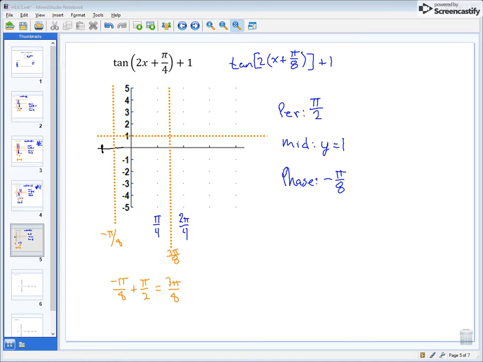Now we're going to draw in our tangent function. Remember, the tangent function has an asymptote right in the middle. And our first part of our line, it goes from the midline, it goes and curves up. And from the end part of the midline, it curves down. So there's the graph of our tangent function.